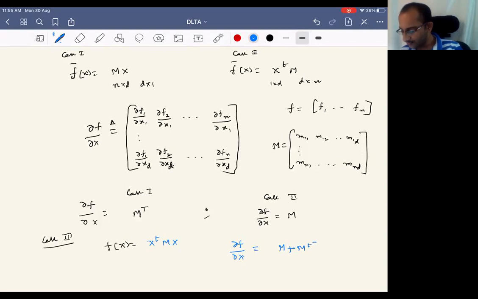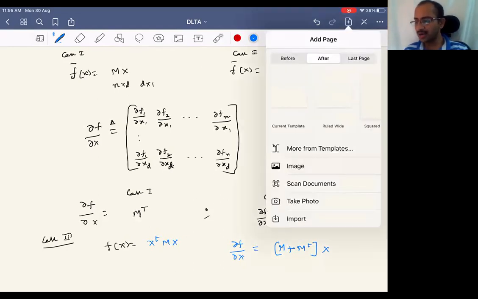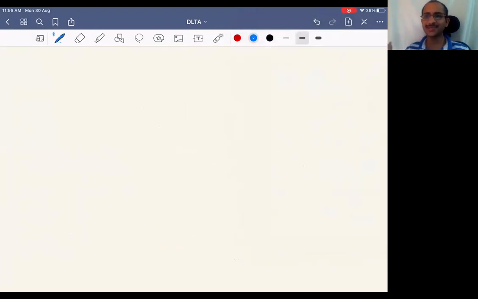M transpose into X. Okay, that's the answer, right? So you verify this. These are very, very important. You should almost remember these like formulas now, but you should solve them once and keep yourself comfortable. Otherwise you will get stuck at some point when they occur in different forms.